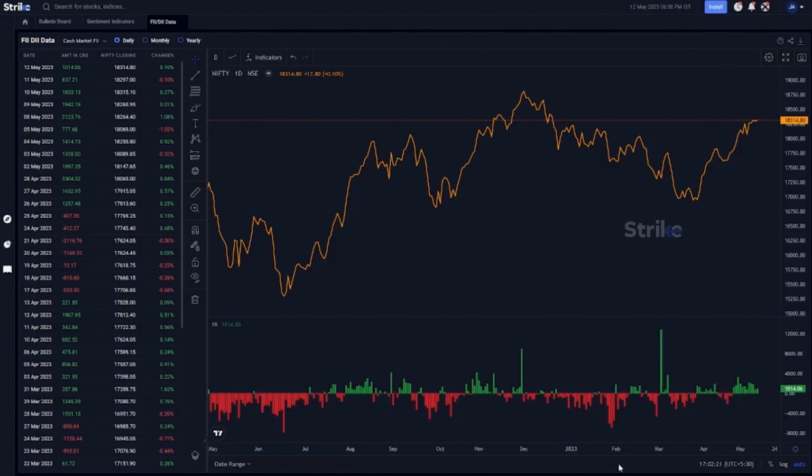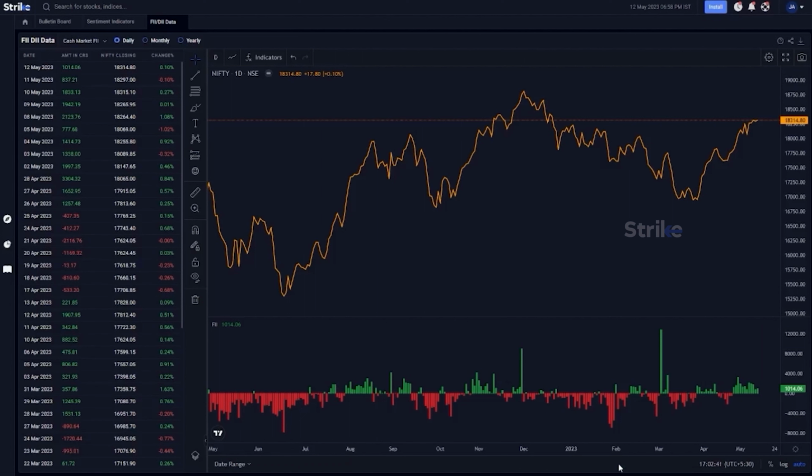Most of the time FIIs and DIIs are on the opposite side, which means if FIIs are net buyers, then most of the time DIIs are net sellers on that particular day, whereas if the FIIs are net sellers, then DIIs most of the time are net buyers on that particular day.